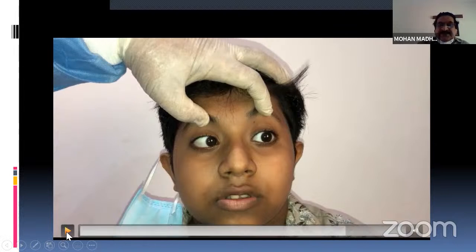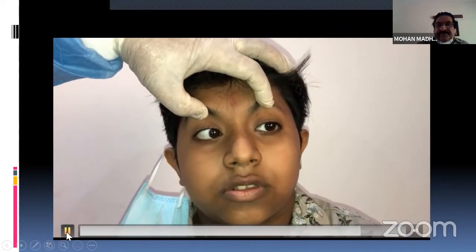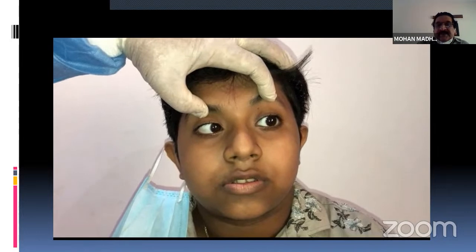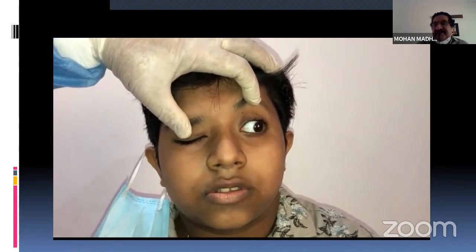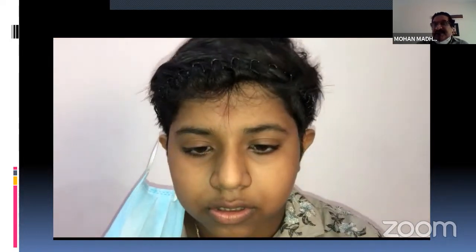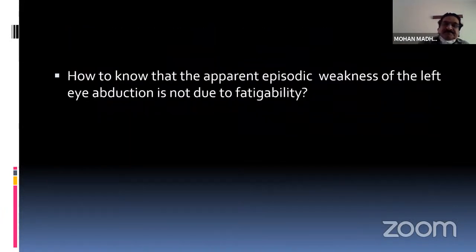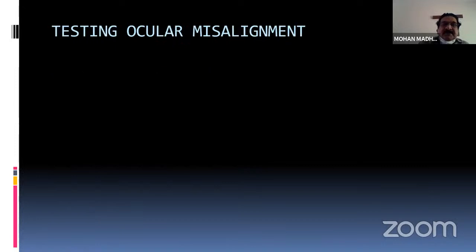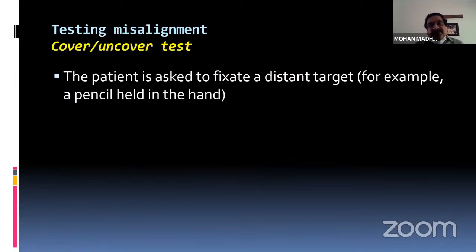Now I am asking to close the right eye. Appears like that. Now it's getting right. That means now it's fixing with the left eye. That shows it is not myasthenia. It's a concomitant squint. Any questions in that?